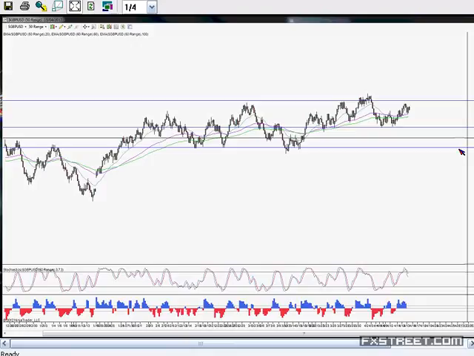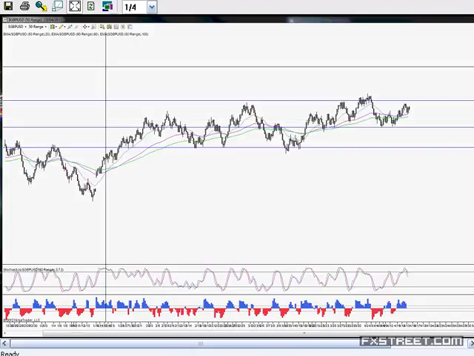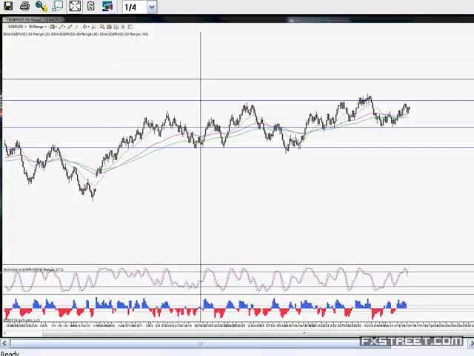Now, you don't always get these great levels to trade from. The euro franc is probably the best example. If you look back last year, it's just an absolute dream to trade. But if you can wait for these types of setups, then you're going to put yourself in a very good position to make money. Okay?